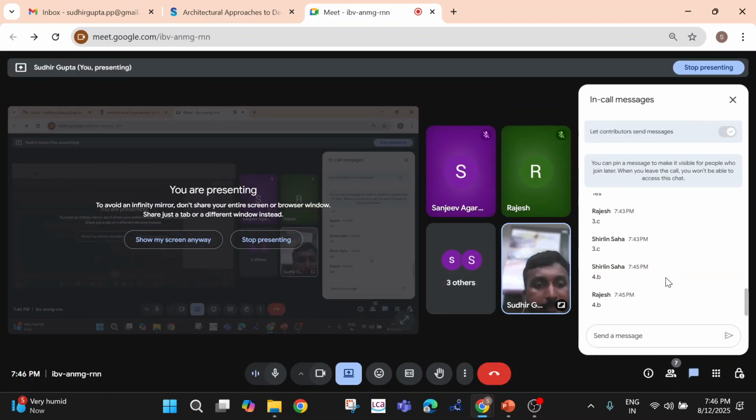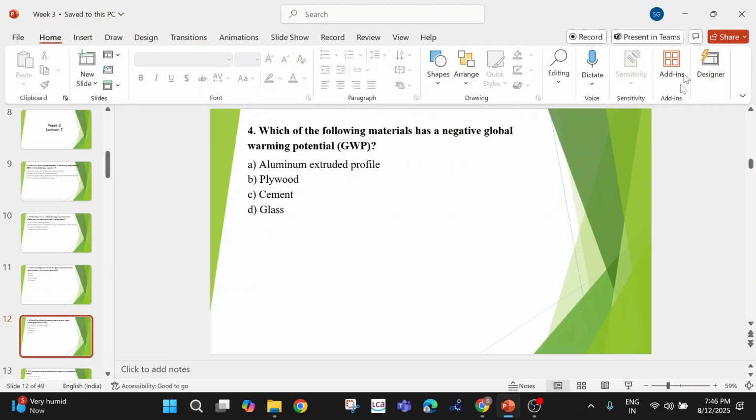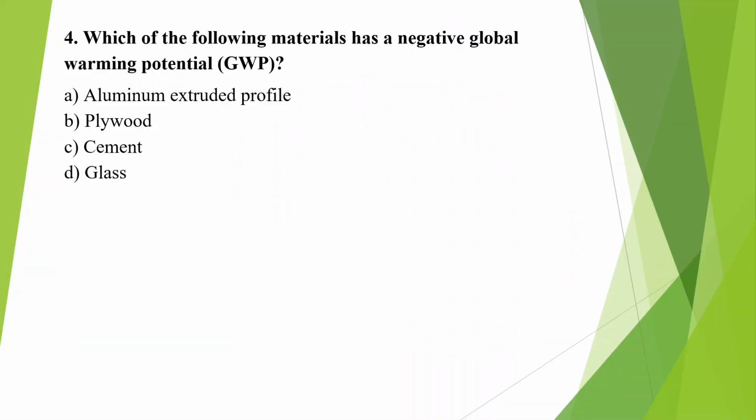Yeah, as I can see, 4B have been marked by you, and B is the correct answer. All of you are absolutely correct. As compared to the other three options, option B was the only one having a negative global warming potential, because as you know, plywood is largely made of waste wood, and it has a global warming potential of minus 3.1 kg of CO2 equivalent, meaning it offset more carbon than it emits during the production.